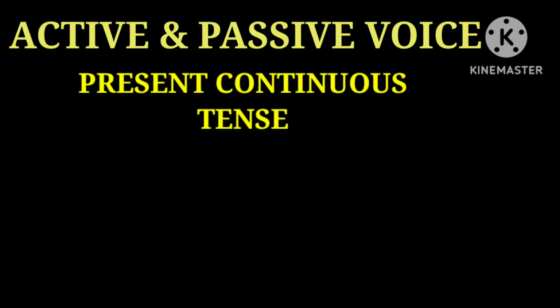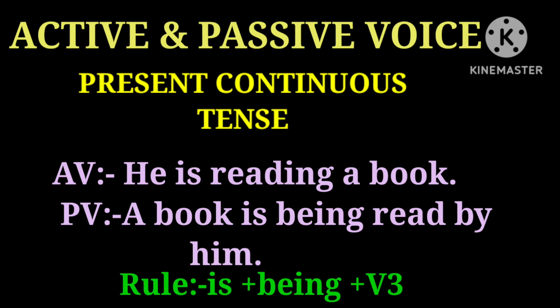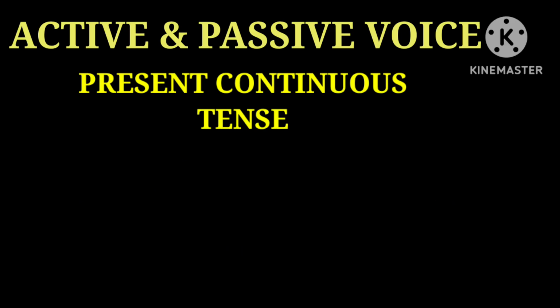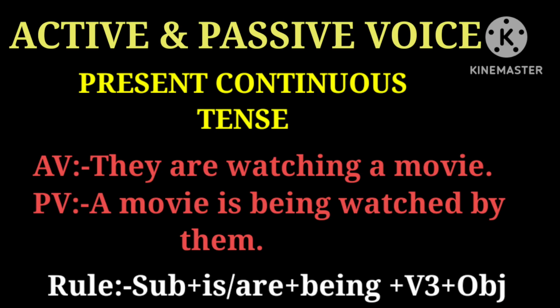Next, present continuous tense. How to change present continuous tense into passive voice? See the active voice. He is reading a book. Passive voice: A book is being read by him. Here, is being plus V3 is the rule for passive voice. Next one, they are watching a movie. A movie is being watched by them. So here the rule for changing present continuous tense into passive voice is subject plus is or are plus being plus V3. You can study the examples according to the rules here.